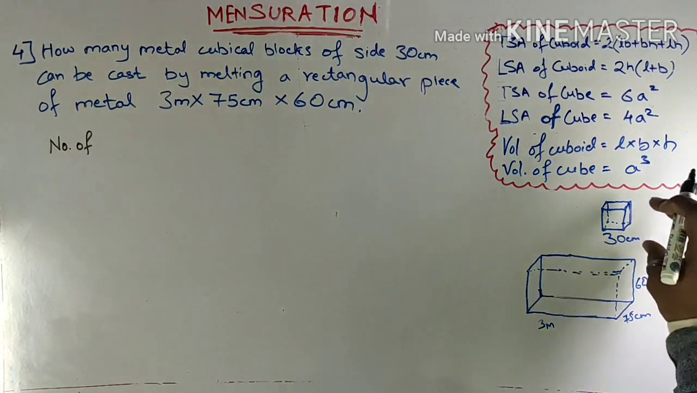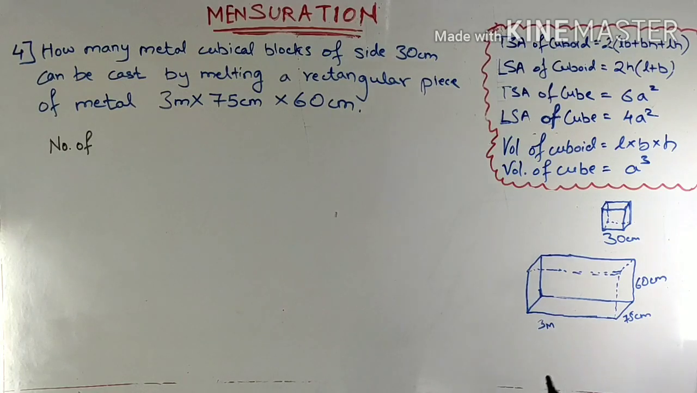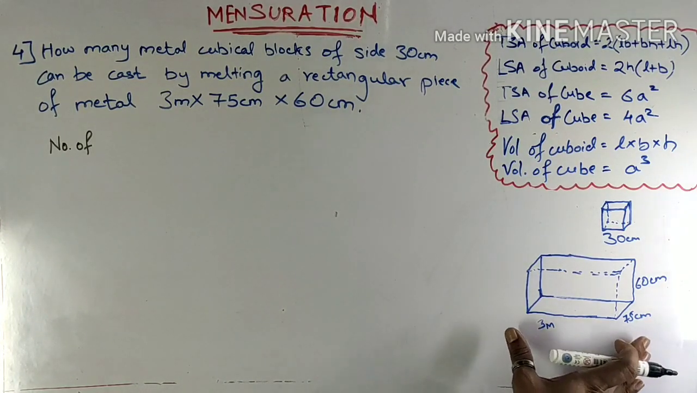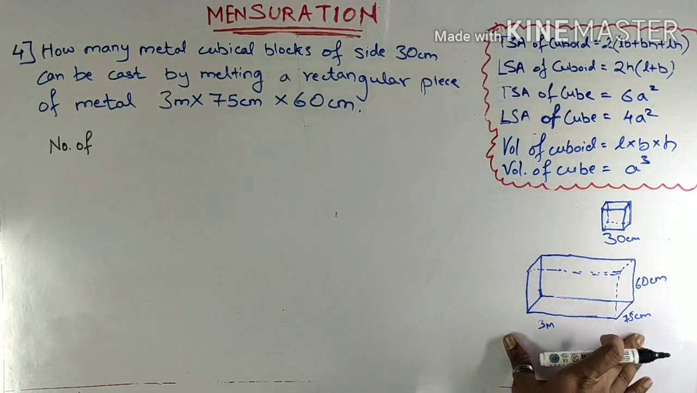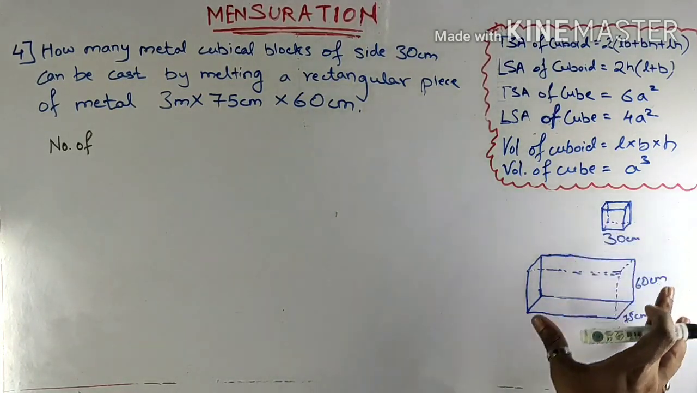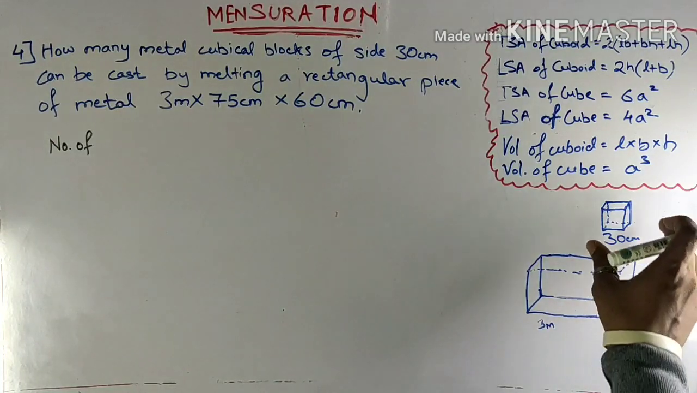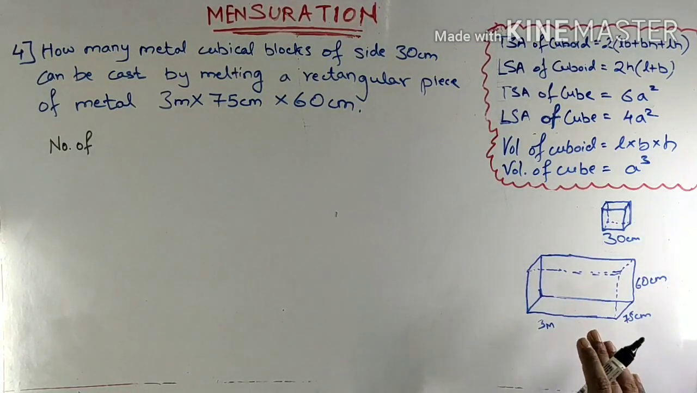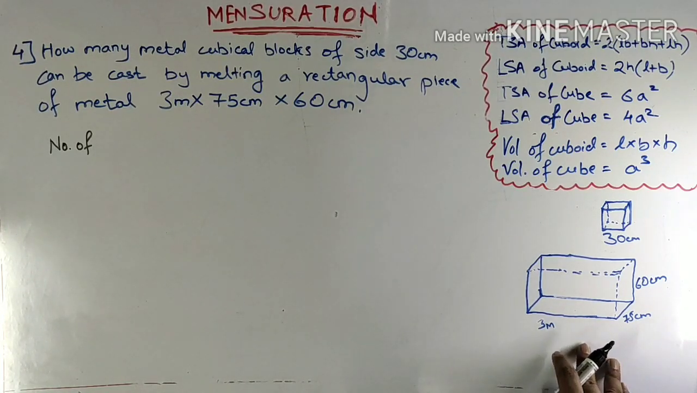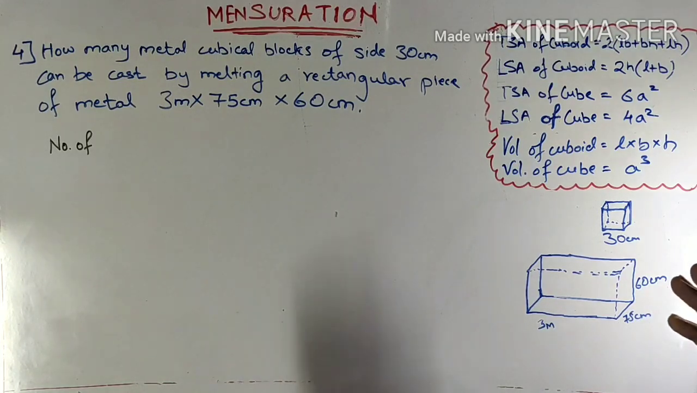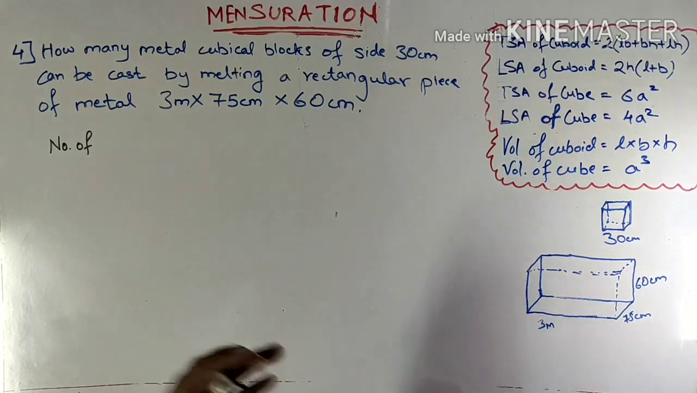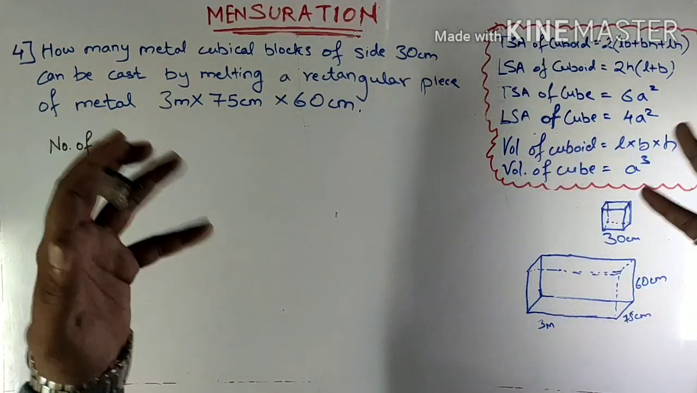Number of small objects that can be formed. So this goes for any object. If the larger object is a cuboid and the smaller object is a cube, or if the larger object is a cube and the smaller object is a cuboid, no matter the shape or the type of the object, this formula goes for every case when you convert a larger object into small pieces, or when you merge small pieces and make a larger object.